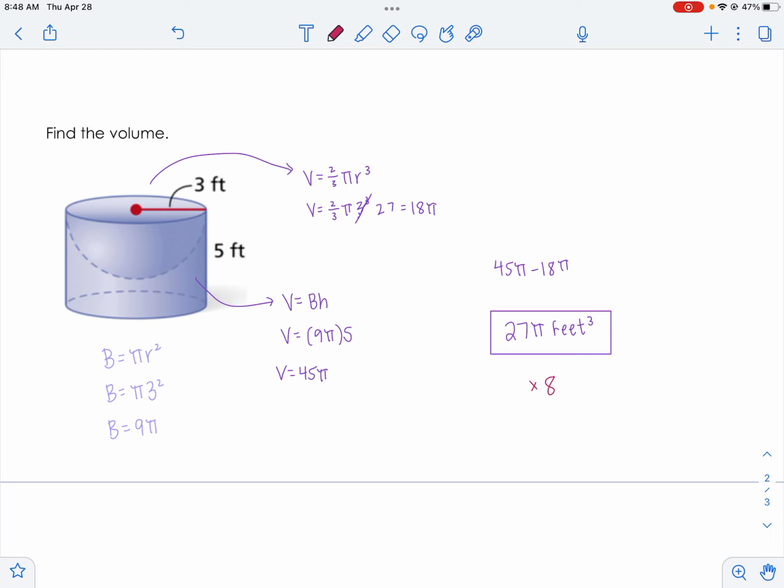So that's it for surface area and volume of spheres and hemispheres. Be sure to add those formulas to your colored piece of paper, and then good luck with your practice.